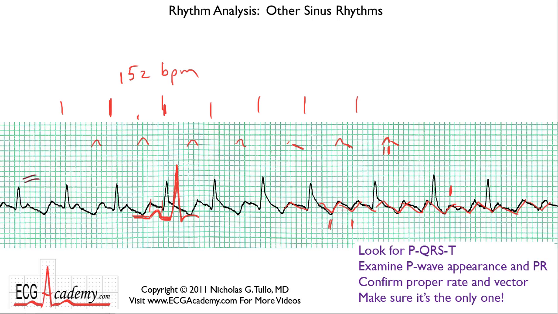So don't get fooled into thinking that any upward deflection is a P wave. And this is a typical example of an ECG that might have been misread as sinus tachycardia, but in fact, it's not. All right, so keep all this in mind as you continue to practice reading ECGs.